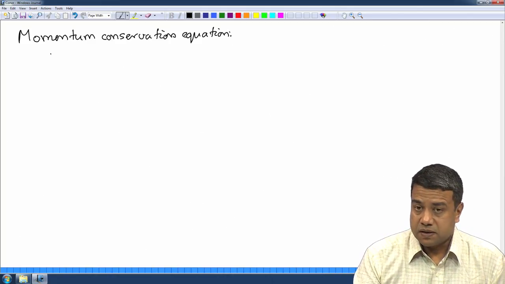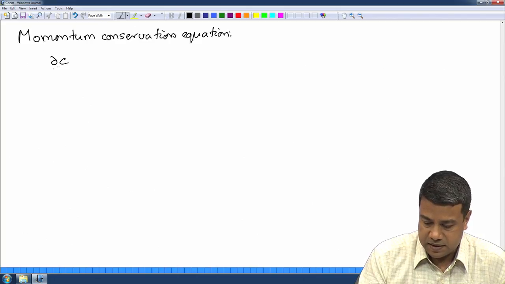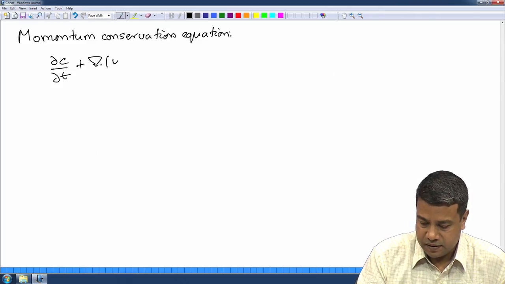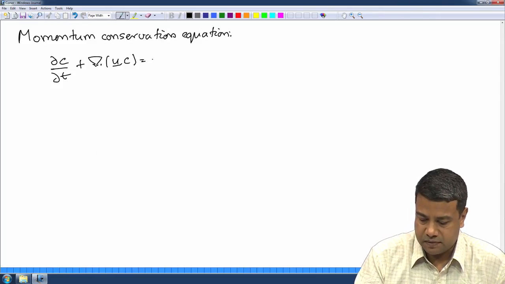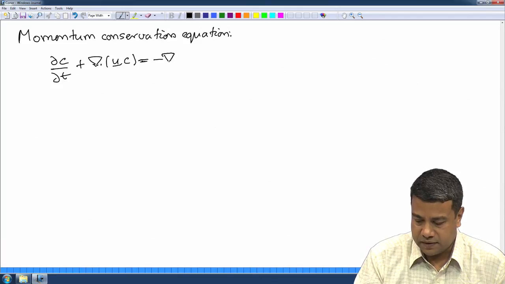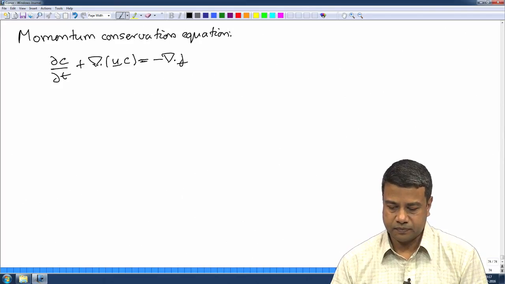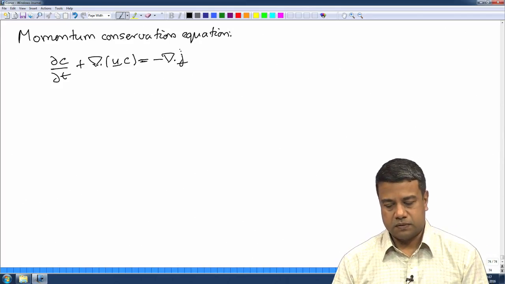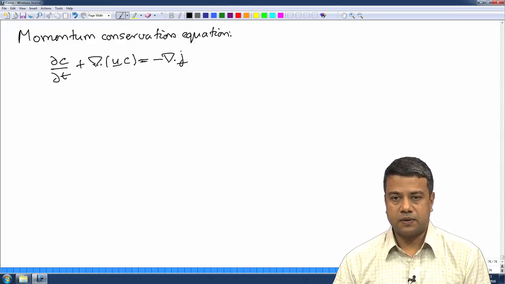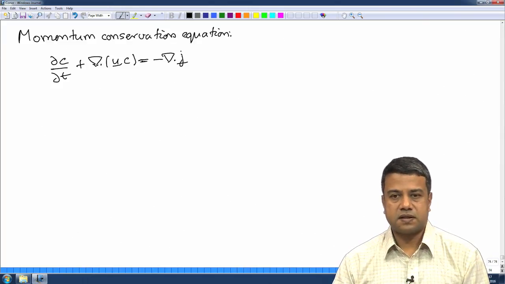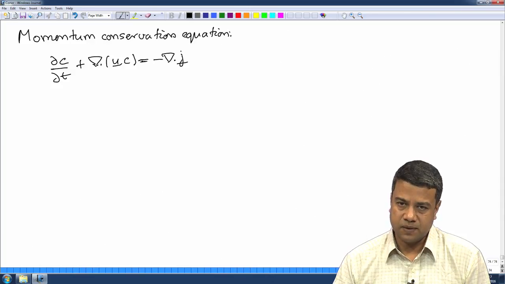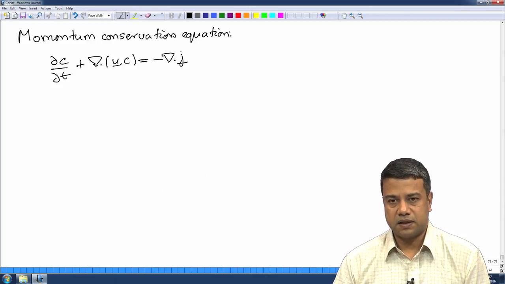I had written down the concentration equation as dC by dt plus the divergence of the velocity times c is equal to minus the divergence of the mass flux. Now, if I were to write an equation for the total density, this equation is for the concentration of one particular species in the fluid.